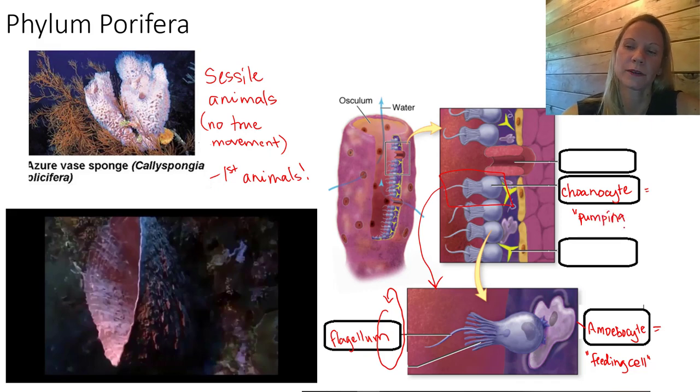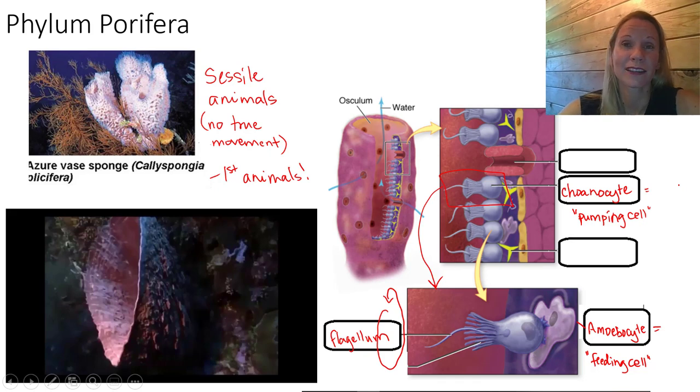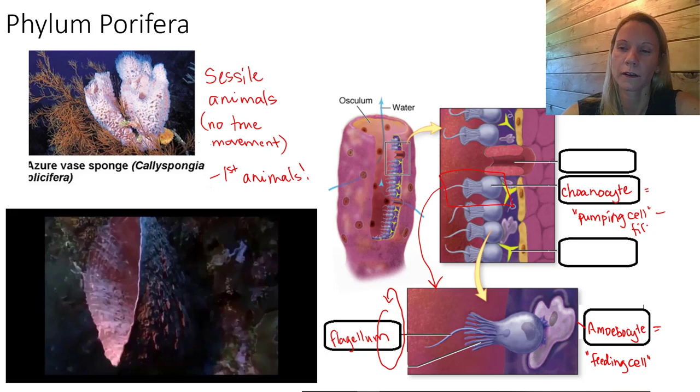And what it's going to do, it's going to rotate the flagella in a 360-degree motion and pump water through the body of the sponge. That process is called filter feeding.